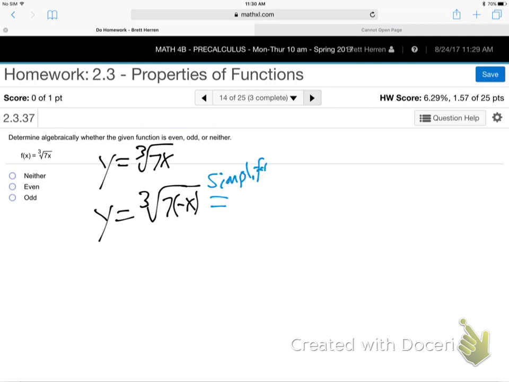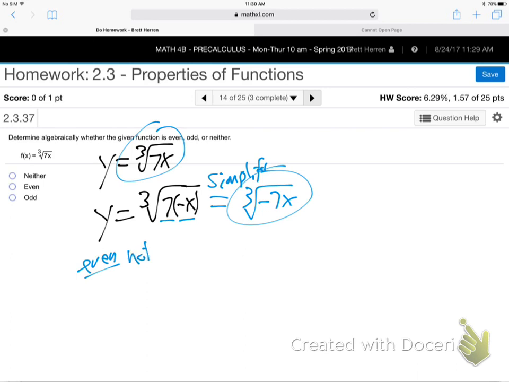How do we simplify that? Well, can you make that negative 7? Yeah, positive times negative is negative 7x. Good. Okay, there we go. So I simplified it. Now the question is, is it even, first off? If it's even, these guys are the same. No, they're clearly not the same. So it's not even. But is it odd?